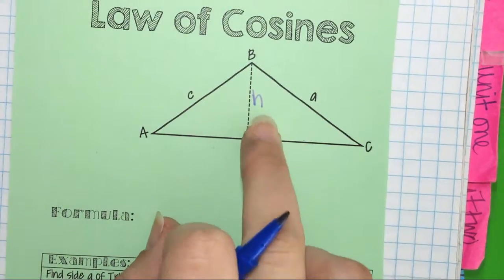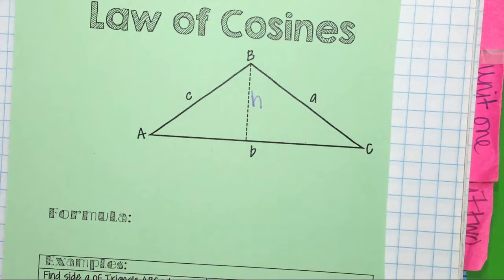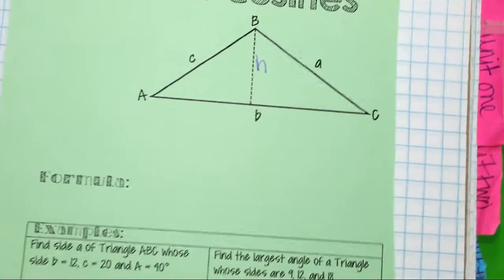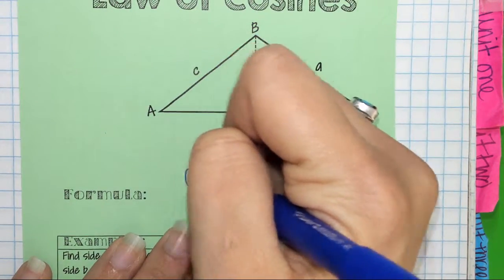Now we have a triangle. Don't draw this H here. You do not need that. We're not going to go into the full depth detail of how you get it. I'm just going to give you the formula. Now the first formula that we're going to use is a squared equals.